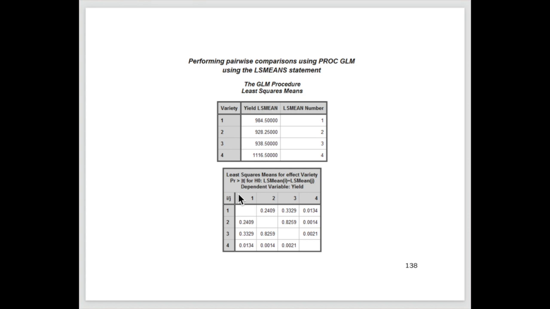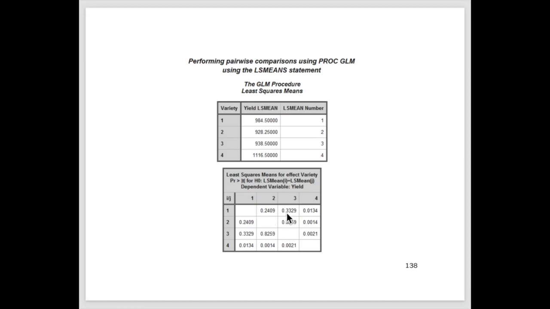And so, for comparing mu1 and mu2, the rows and the columns correspond to a population number. So if we want to compare population means 1 and 2, this is the p-value for that comparison. Now, if you go back and compare that to the p-value that we got using the contrast statement, you'll see that that's the exact same p-value.